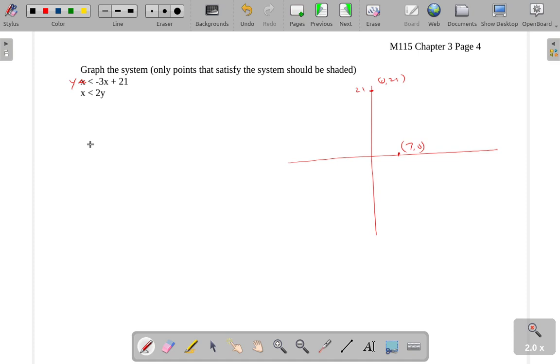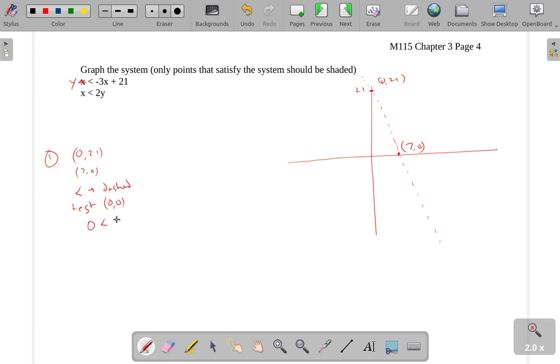And I know the line is going to be a dashed line. So let me give some notes here. The points (0, 21) and (7, 0), those are the intercepts. The strict inequality means dashed line. So when I draw this in here, it should be a dashed line. And I'll test to see which side of the line is correct. This doesn't go through the origin, so I'll go ahead and use the origin as a test point. If a line did go through the origin, I'd just have to pick a different point. But in this case, it doesn't.